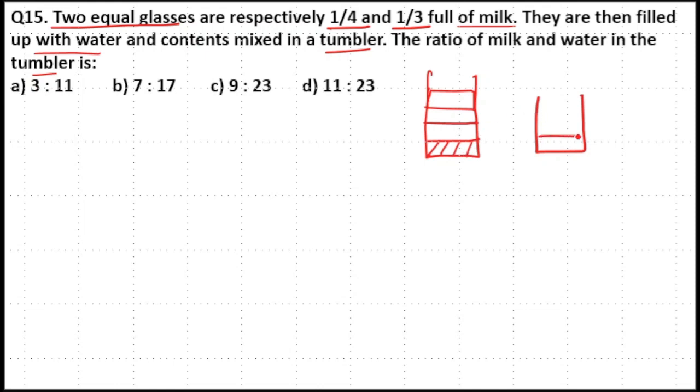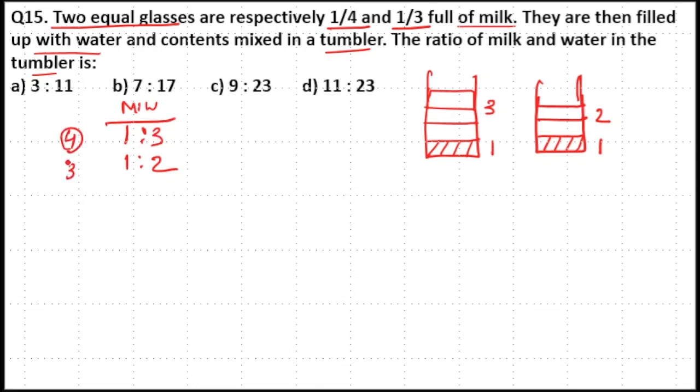Then next is 1 by 3. That is 3 parts, and one part is filled with milk. Here 3 parts is water and 1 part is milk. Here 2 parts is water and 1 part is milk. So our ratio is 1:3 and 1:2, milk to water ratio. That means 1 plus 3 is equal to 4 parts. 1 plus 2 is equal to 3 parts.